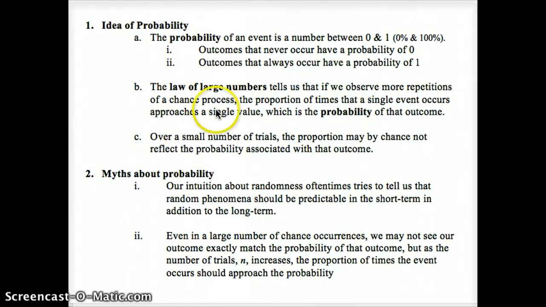So law of large numbers: as the number of trials increases, our number of successes should approach, will likely approach, the probability. Over a small number of trials, the proportion by chance may be very far away. However, as that number increases, it's more and more likely to approach the actual probability.